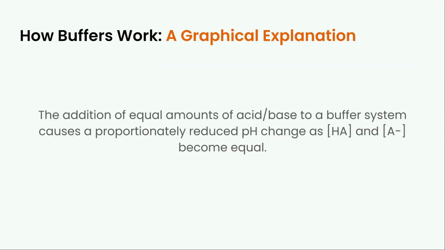So the addition of equal amounts of acid or base to a buffer system causes a proportionately reduced pH change as the buffer acid concentration and its conjugate base become equal. That's the key takeaway from those graphs.